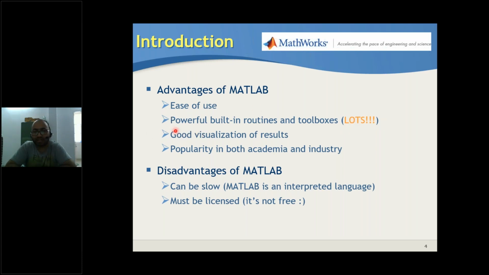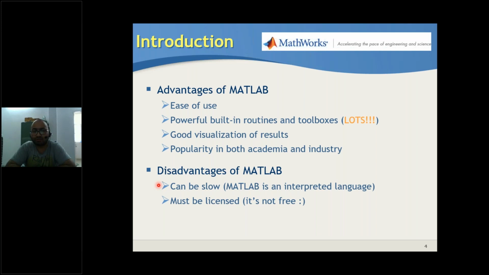The other advantage is good visualization of results. You can easily get a good visualization of results with the help of MATLAB. Popularity in both academic and industry. Now, disadvantages of MATLAB. There are some disadvantages.